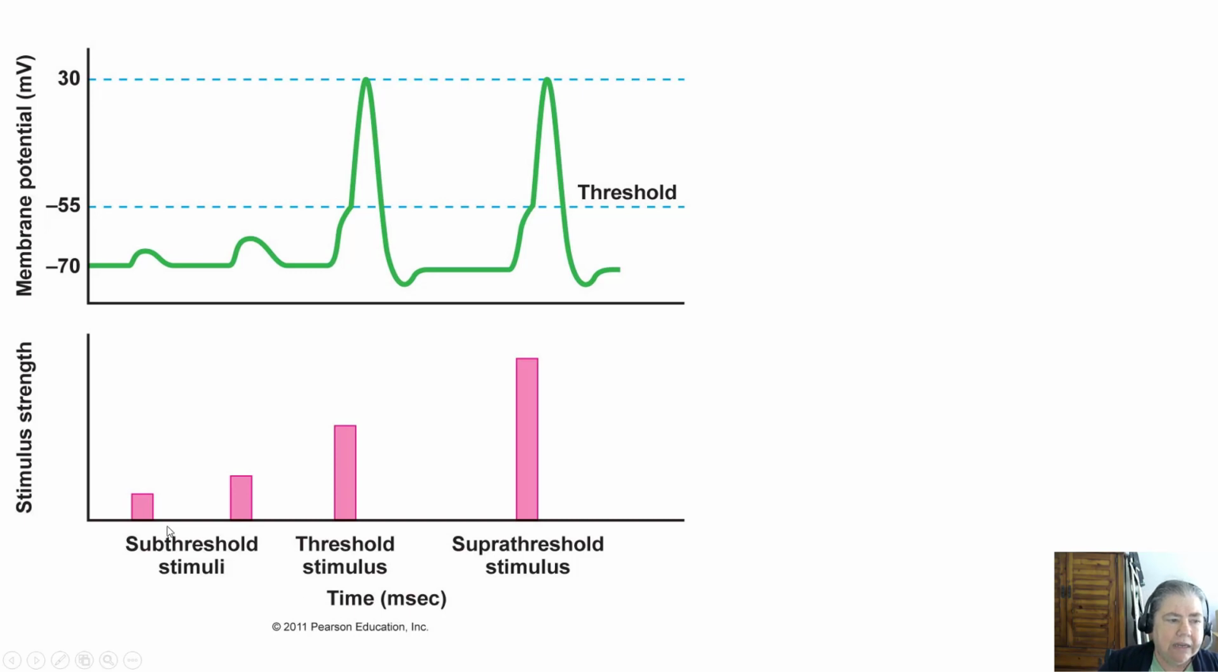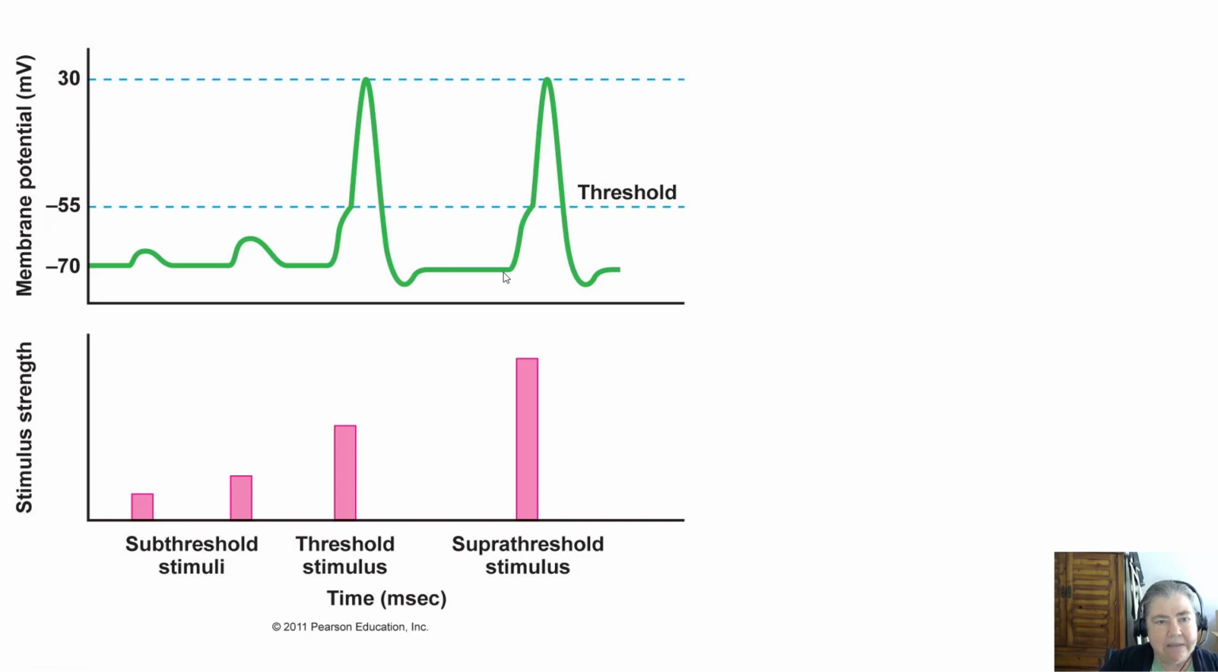So here we're showing a stimulus. We're at resting membrane potential. We get a little stimulus, it doesn't do much. We get another little stimulus, it doesn't do much. We get a stimulus that brings us to threshold, and we get an action potential: depolarization, repolarization, hyperpolarization, a little bit of undershoot, and then we're back to resting membrane potential.